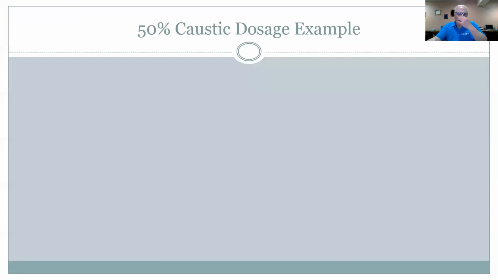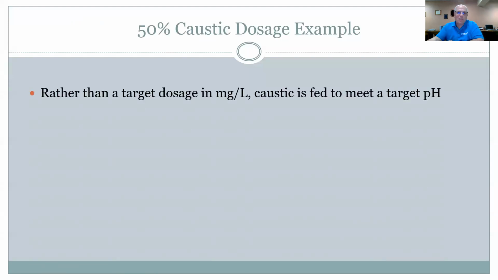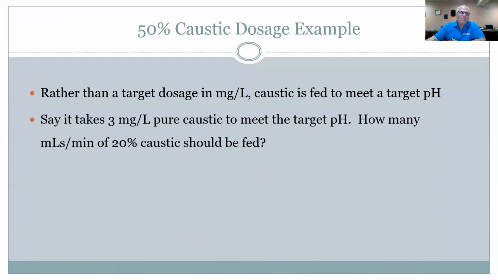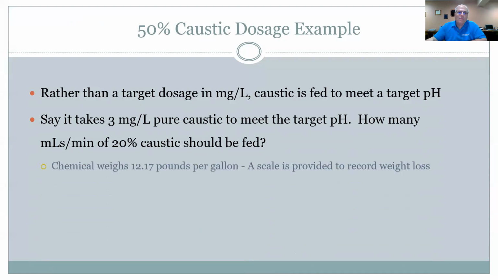But here's a 50% caustic dosage example. Rather than target a dosage of milligrams per liter, as I was mentioning, caustic is fed to meet a target pH. So let's do an example. Let's say it took 3 milligrams per liter of pure caustic, now pure chemical, not the 50%, but pure chemical, to meet the target pH. I'm sorry, this is a 20% example, not a 50. How many milliliters per minute of the 20% caustic should be fed?